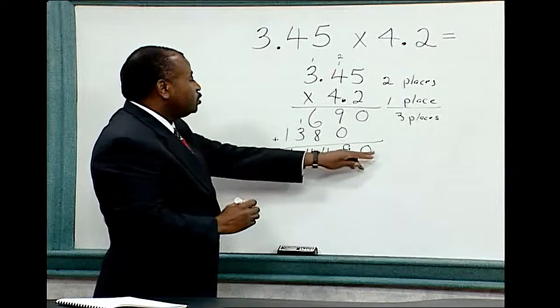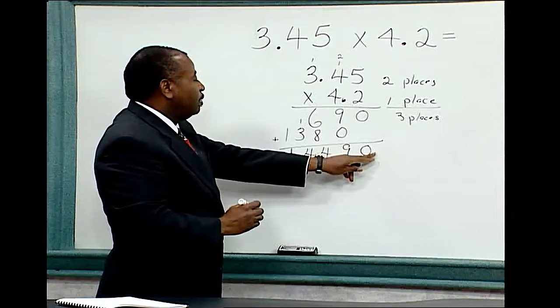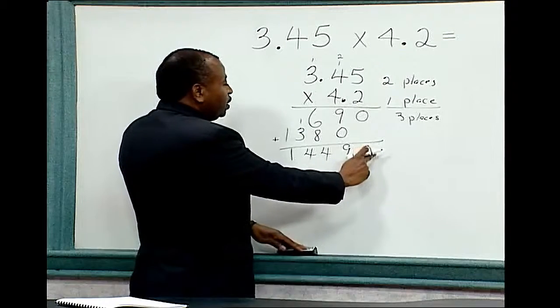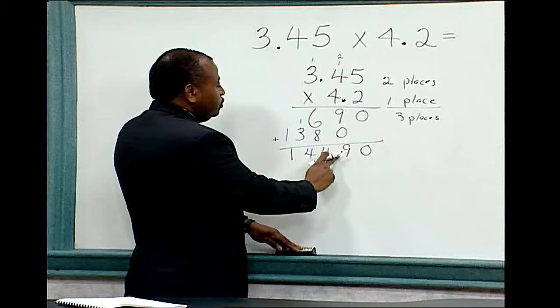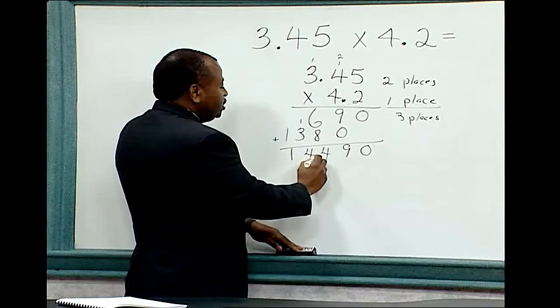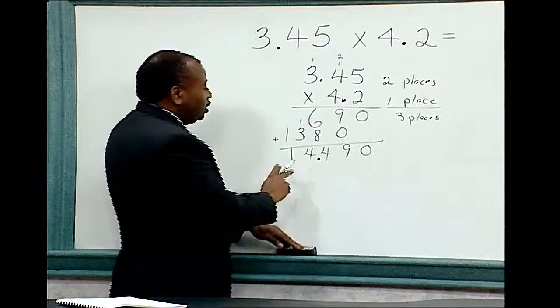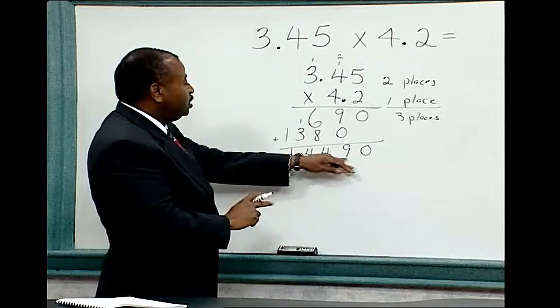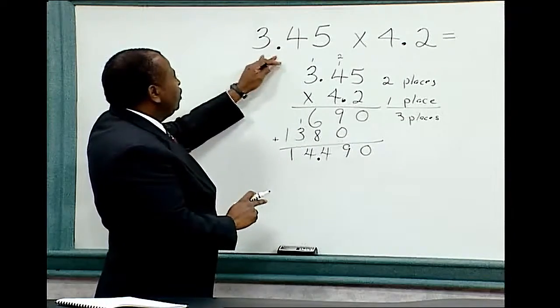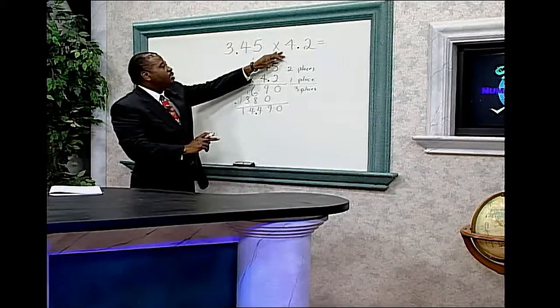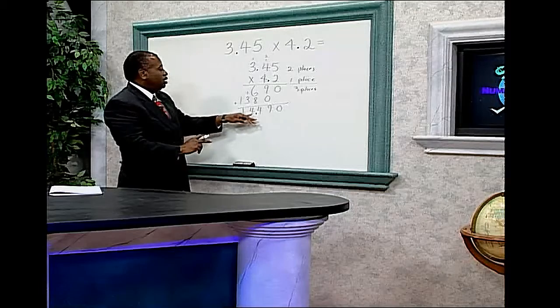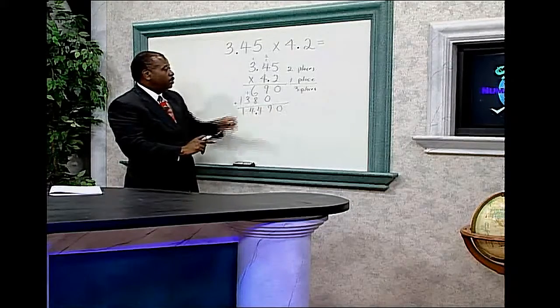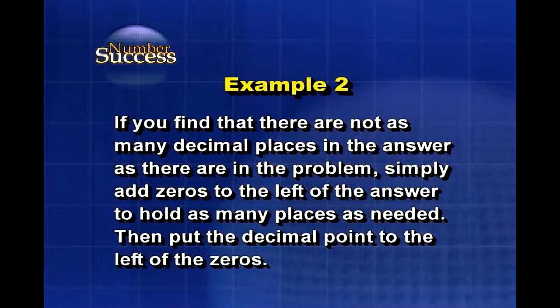The decimal. We start counting from the right of the number. Count over 3 spaces. 1, 2, 3. Place the decimal point. So the answer is 14.490. Therefore, 3.45 times 4.2 equals 14.490.